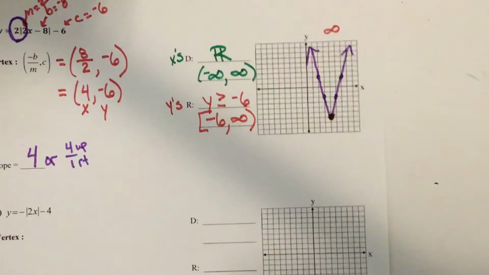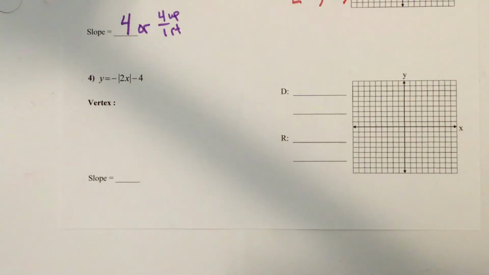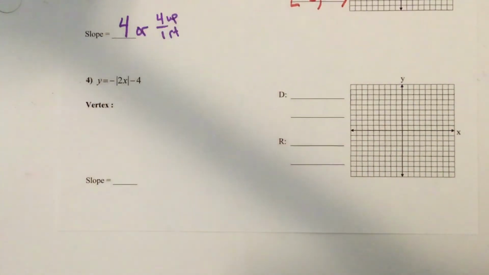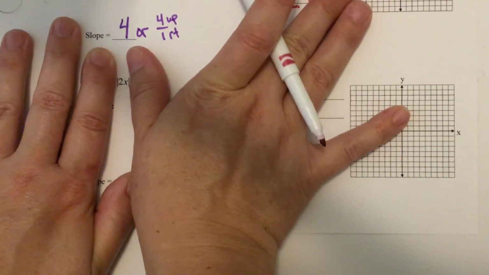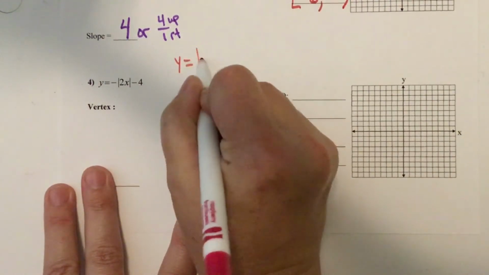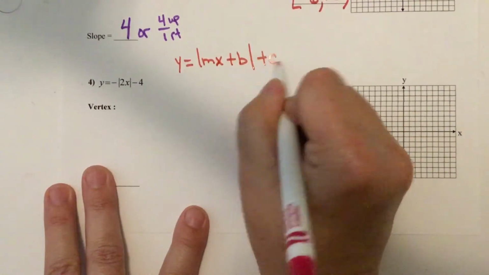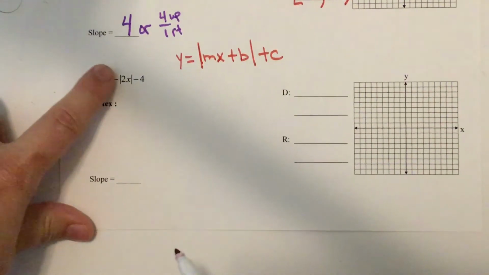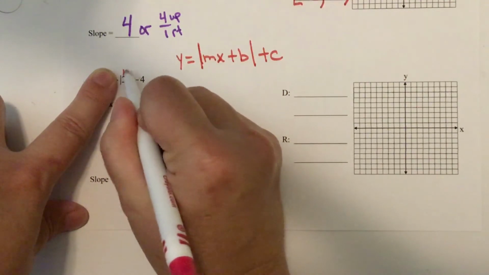Okay, let's look at number 4. All right, now number 4 looks a little bit different, and that's because we only see one number inside the absolute value bars. Okay, so remember, M and B are inside those absolute value bars. So do you think that 2 is the M or the B? Let me write the formula up here. The 2 is the M, because remember, M is in the absolute value bars smushed with the X. So that 2 right there is the M.